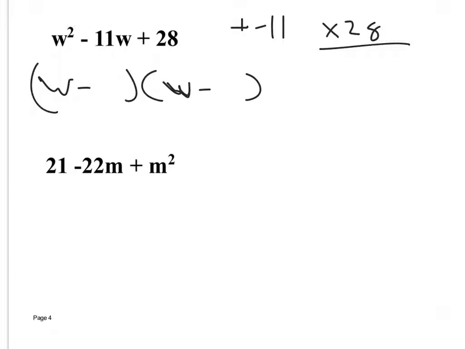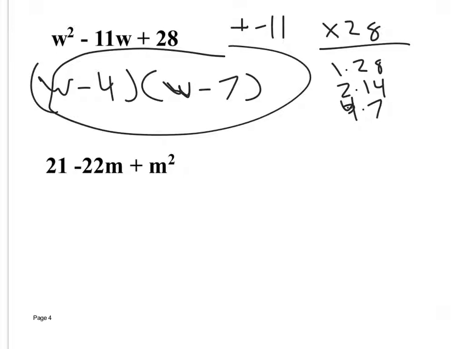Any ideas? Just think it. Okay, 4 and 7. Probably. If you want, you could go through your factors, but yes, it would be 4 and 7. They're both negative, so the order doesn't matter on which one goes where, and that's your answer. Any questions? No. Now on this one, you have 21 minus 22m plus m squared.